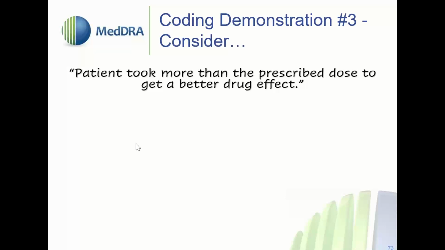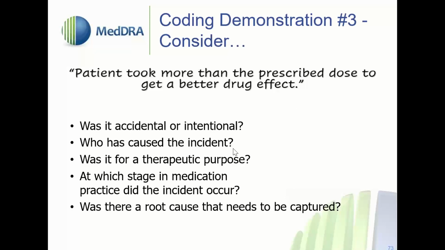Okay, so now we're going to move on to example 3. A patient took more than the prescribed dose to get a better drug effect. Let's look at the verbatim and answer the relevant questions as we always do. Is it reported whether it was accidental or intentional? Yes. We know that the patient consciously decided to take more than the recommended dose to get a better drug effect. Do we know what caused it?